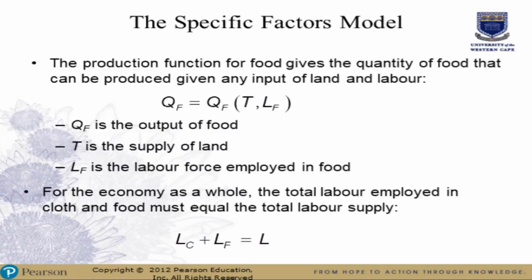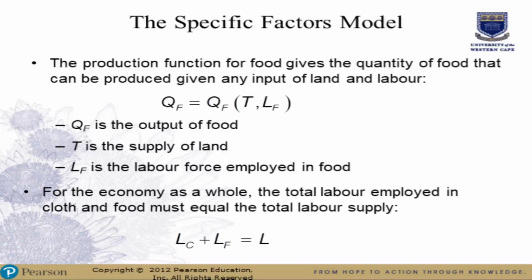Alternatively, the production function for food shows the quantity of food that can be produced given any input of labor and land. This production function is summarized algebraically as total food output is a function of total supply of land and labor employed in the food production, where QF is the total food output, T represents the total supply of land, and LF is the total labor employed in the food sector.